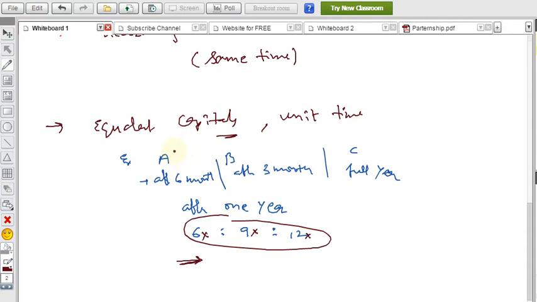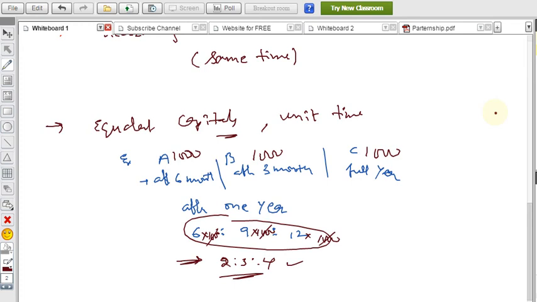For example, everybody invested 1000. So you can take 6 into 1000, 9 into 1000, 12 into 1000. Because if everybody's is the same, it all cancels. Now 6 is to 9 is to 12, that is 2 is to 3 is to 4. So in the ratio of 2 is to 3 is to 4, we'll divide the particular amount. That is the distribution of the profit.